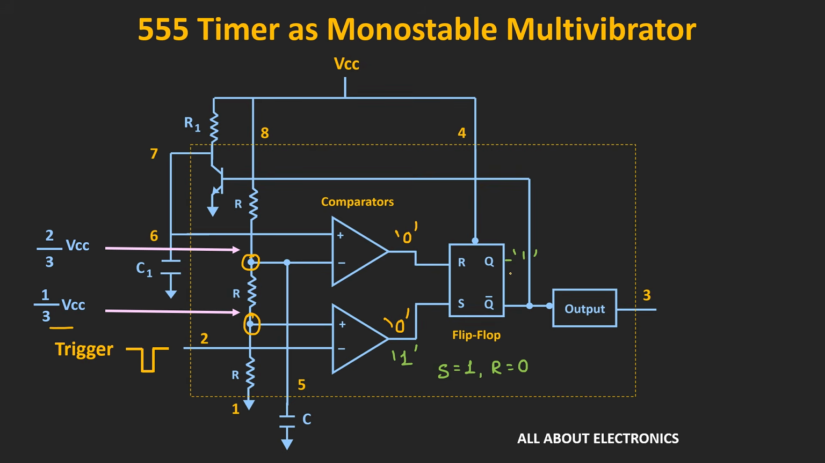So now whenever this Q will become 1, this Q bar will become 0. And as soon as this Q bar becomes 0, this transistor will get switched off. And now this capacitor C1 will start charging through this path. So once this triggering action happens, this capacitor C1 starts charging towards the supply voltage. Now after this triggering action happens, the voltage at this pin number 2 is equal to the supply voltage.